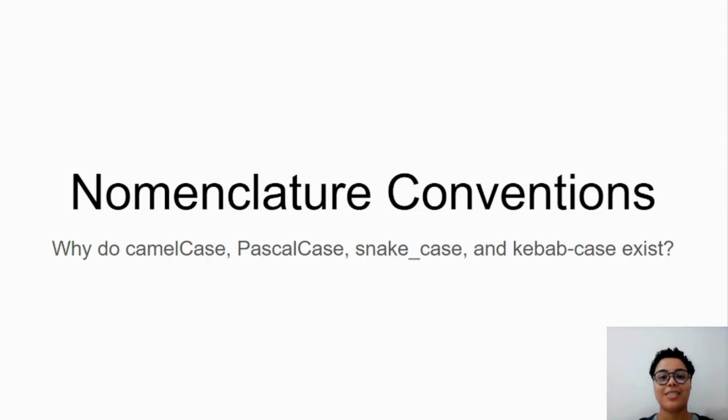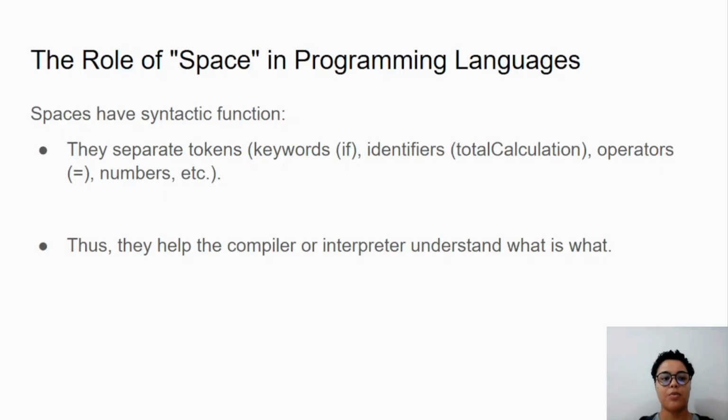Hey guys, today we are going to talk about nomenclature conventions. Why do camelCase, PascalCase, snake_case, and kebab-case exist? At first, we need to understand the role of space in programming languages.